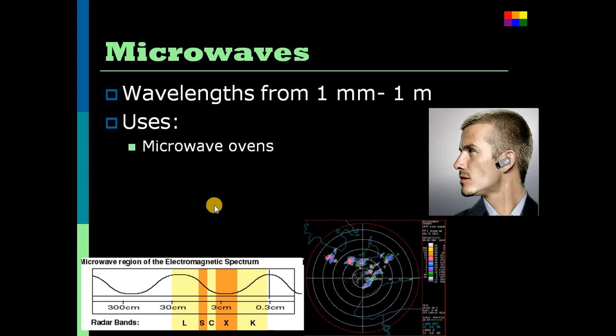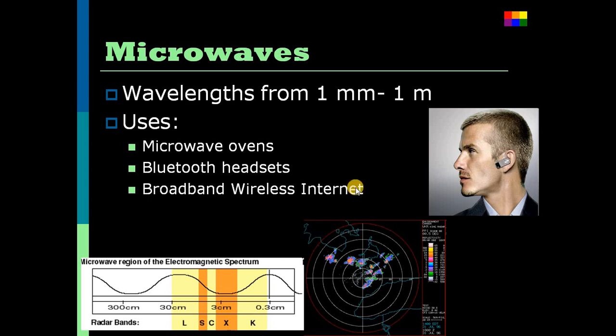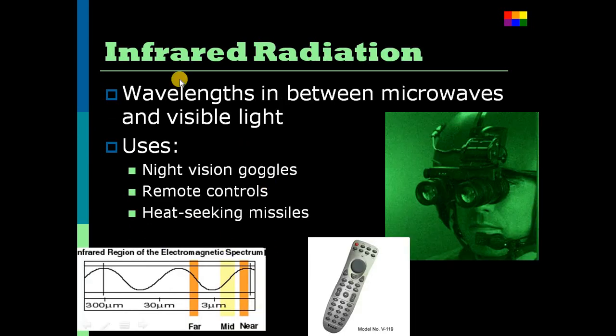Now what are the uses of microwaves? Microwave ovens are generally used for cooking purpose, heating purpose. Bluetooth headsets or devices also use microwaves. Generally for mobile communication, most of the part of microwaves is used. This is also used in radar systems, broadband wireless internet, and can be used for GPS also. Now let us focus on the infrared radiations.